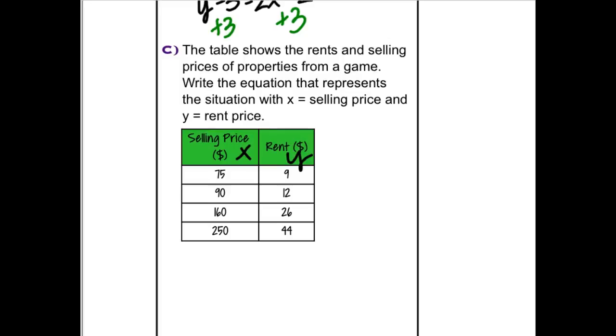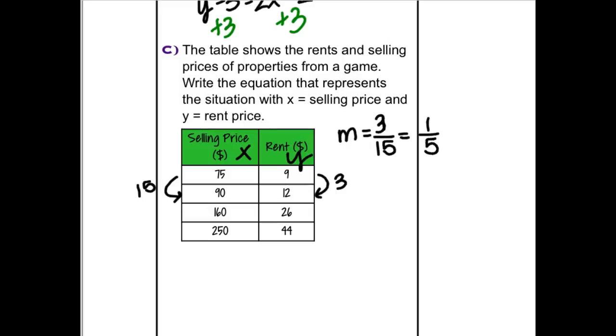So the first thing we need to do is find that slope. I know that this is linear because I'm telling you it's linear. So therefore I'm going to use these two ordered pairs, and I can see that the difference in my y's is plus 3, and my difference in my x's is plus 15. Which means my slope is 3 over 15, which simplifies to 1/5.